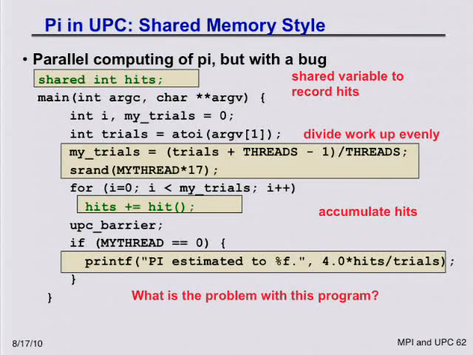There are many ways in which we can fix that. One is to put a lock around it. Not a particularly good idea in this case, because there's not much work going on outside of that increment statement, so it won't scale very well, but UPC has locks to allow that.